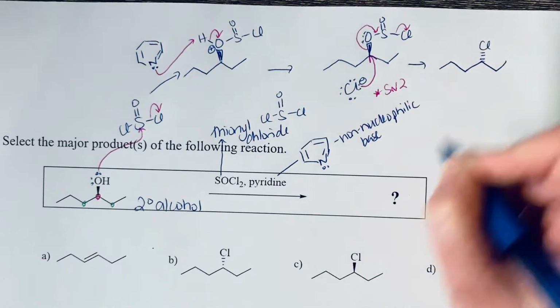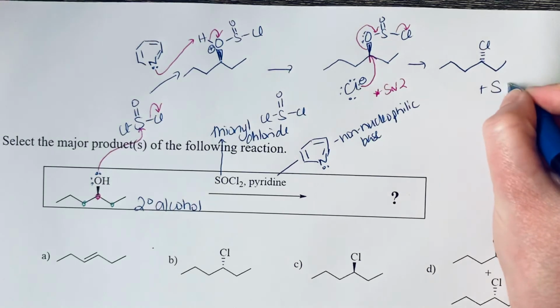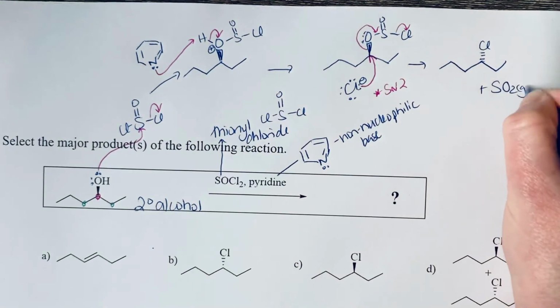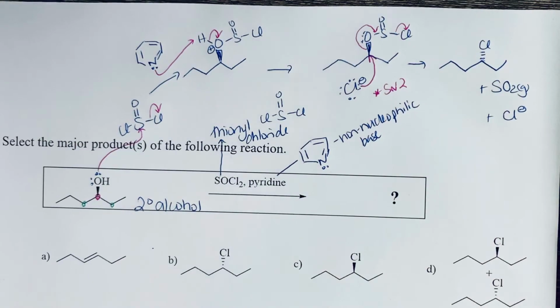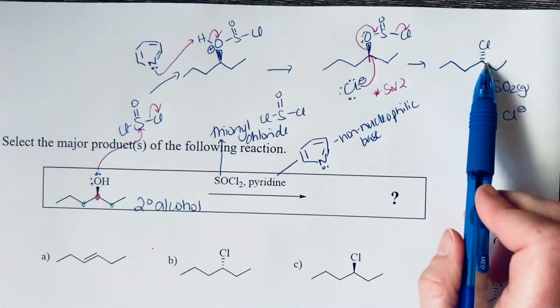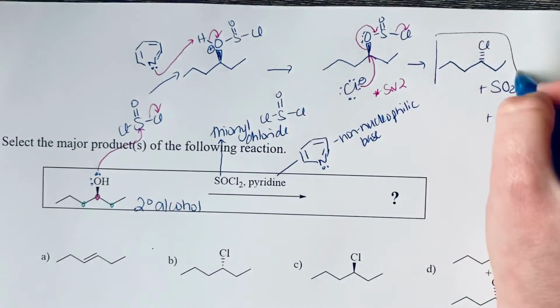Okay, so we've inverted the chirality. We get SO2, which is a gas, and we form some more chloride ion. But in terms of the major organic product, we're looking for this one here.